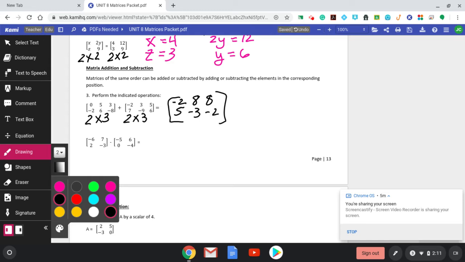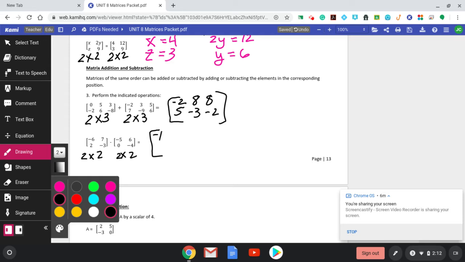So go down below. Can you name this matrix using the order? This is a 2 by 2, 2 by 2. All right, we can add or subtract them. In this case, subtract them. Now, you just got to be careful because when you get those double negatives, as you guys know, that's equal to a positive. So -6 minus a -5 is actually -6 plus 5.